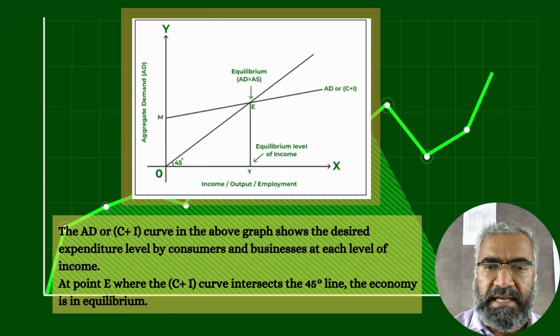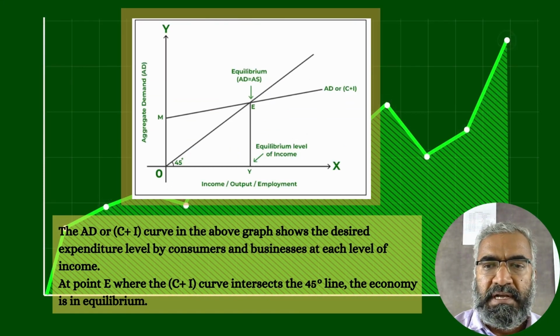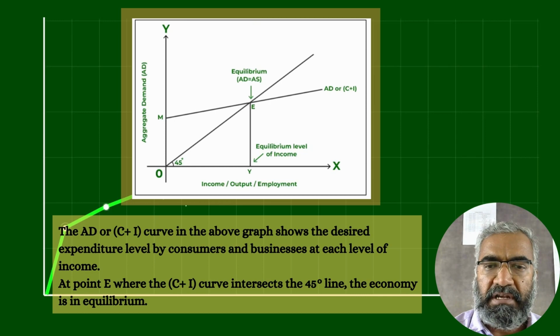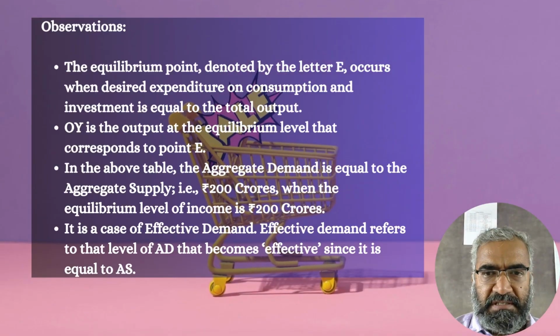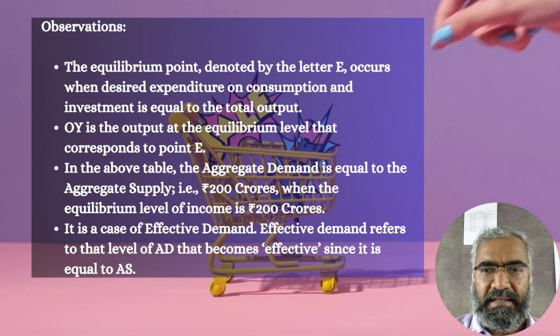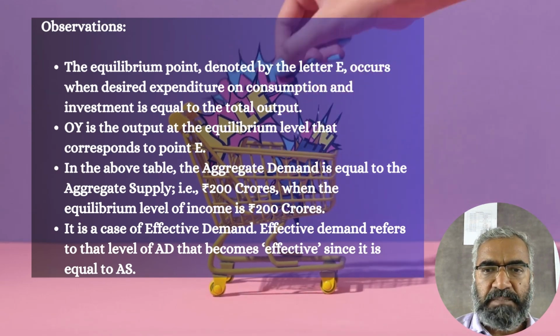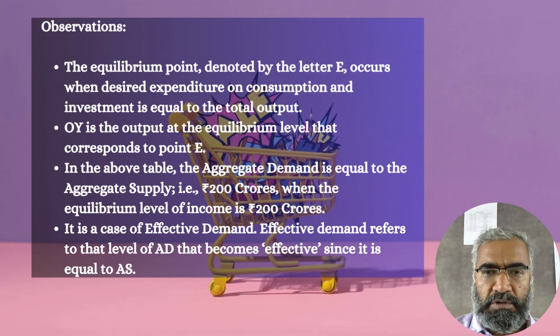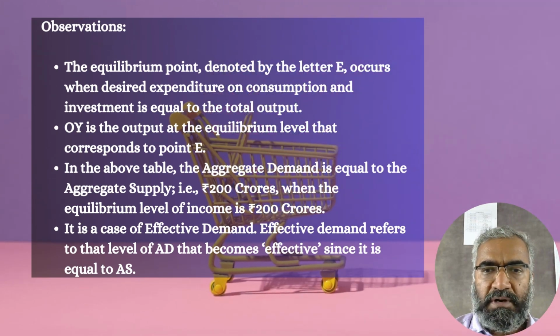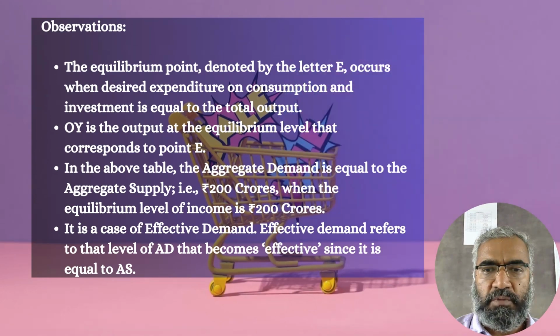The AD or C plus I curve in the above graph shows the desired expenditure level by consumers and businesses at each level of income. At point E, where the C plus I curve intersects the 45-degree line, the economy is in equilibrium. Observations: the equilibrium point denoted by the letter E occurs when desired expenditure on consumption and investment is equal to the total output. OY is the output at equilibrium level that corresponds to point E.